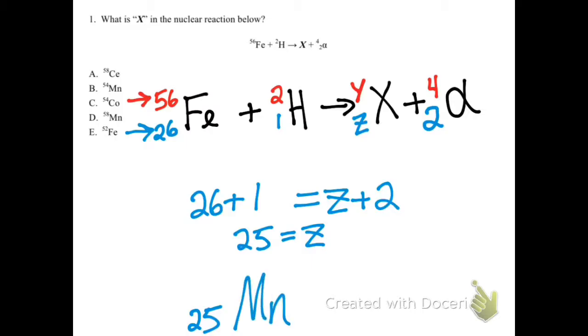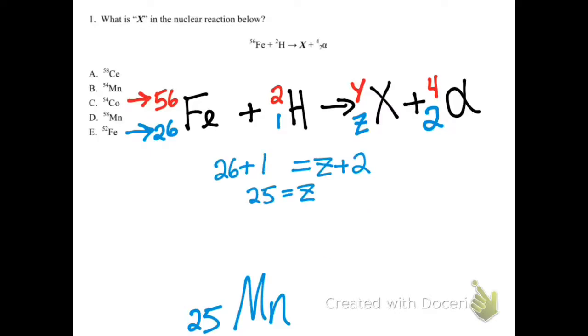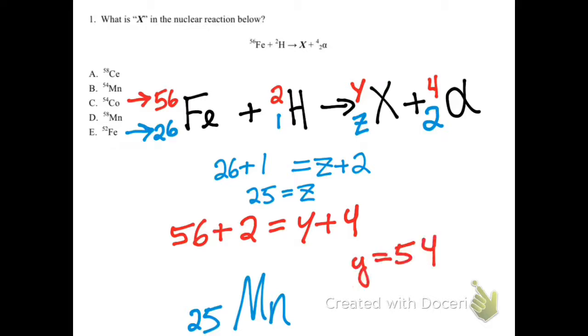Now we're going to do the same thing with the superscripts. So for the superscripts, we have on the reactant side 56 plus 2, and we're going to set that equal to Y for a mystery isotope, plus 4, and we'll solve for Y. We'll get Y is equal to 54, and mystery solved. Our new isotope is manganese 54.